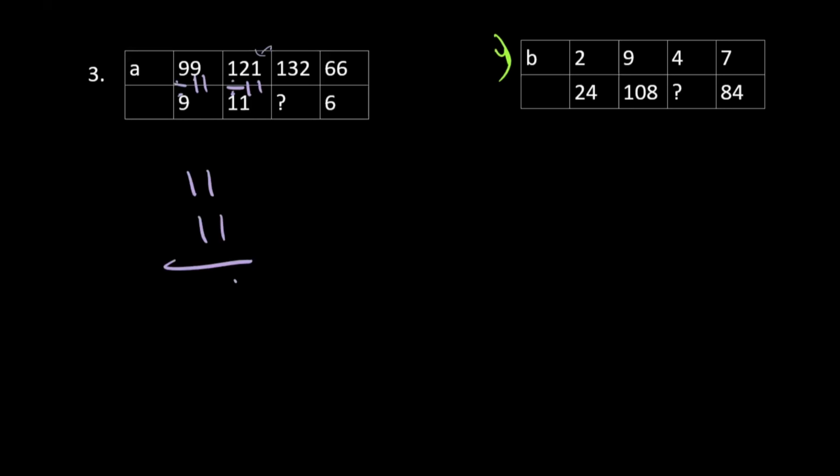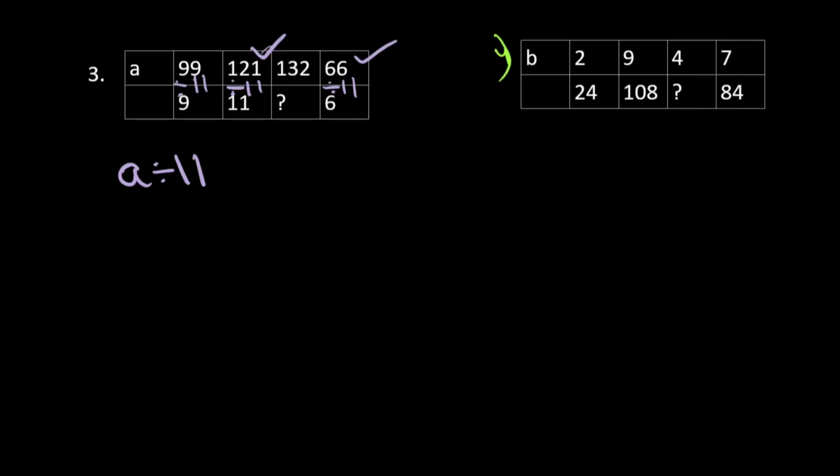11 times 1 is 11. 11 times 2 is 22. 11 times 1 is 11. 11 plus 1 is 12, and our answer is 121. So this is right. Now let's try 66 and then 6. So 66 divided by 11 is 6. So this is right too. Our rule is A divided by 11.